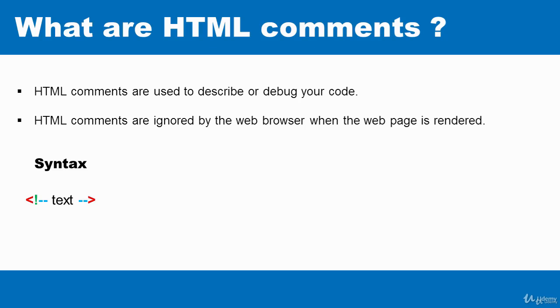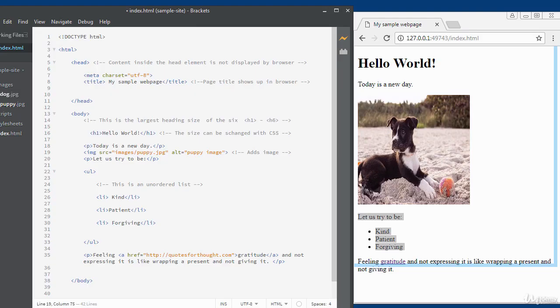So let me show you some comments that I have added to a document. This is a document we've been working on in the course. I've already inserted some comments. You can see here, I've added a comment here. You do the less than sign, exclamation, 2 dashes, and then the text you want to add, and you do 2 dashes and then the greater than sign.